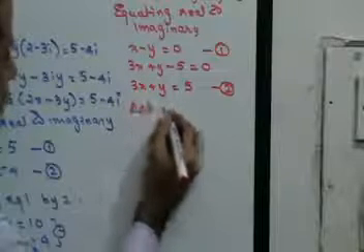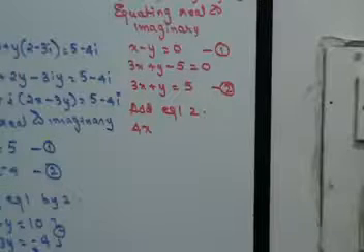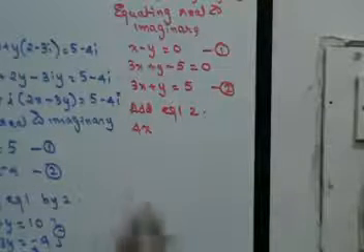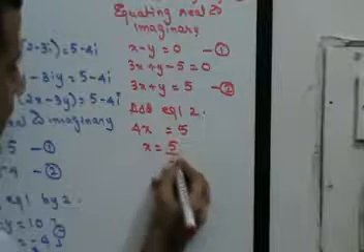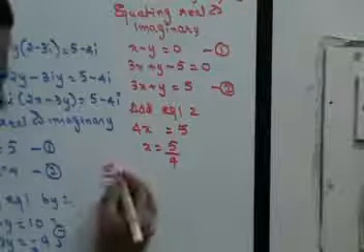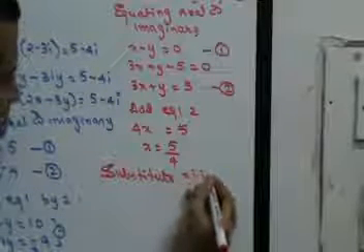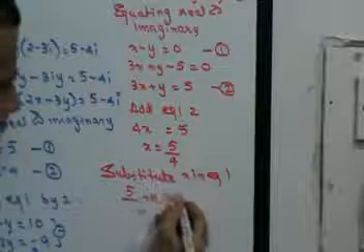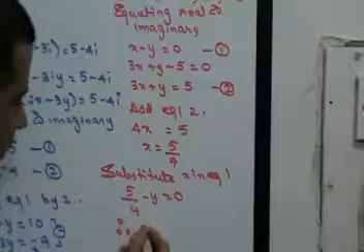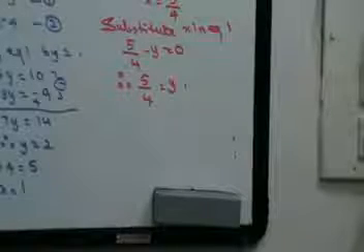Add equation 1 and 2. So x plus 3x is 4x, minus y plus y gets cancelled, 0 plus 5 is 5. So x is 5 upon 4. Substitute x in equation, say 1. So I'll get 5 upon 4 minus y is 0. Therefore y is equal to 5 upon 4. So the value of x is 5 upon 4 and the value of y is also 5 upon 4.